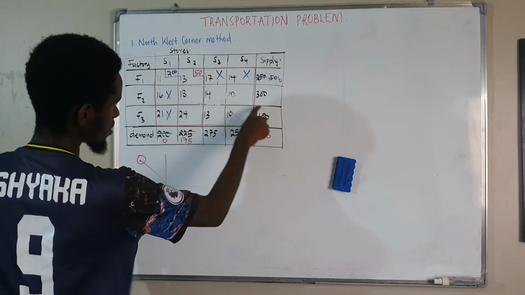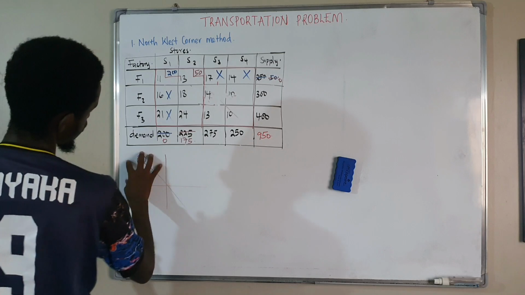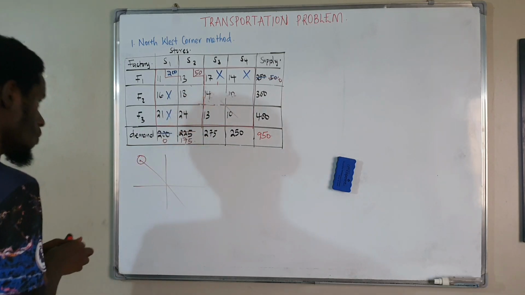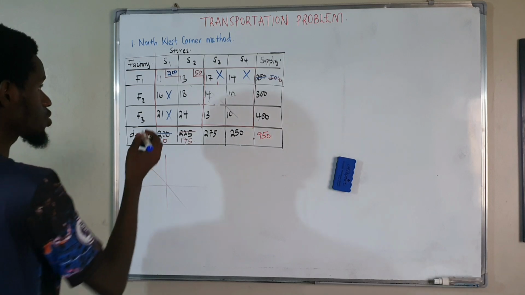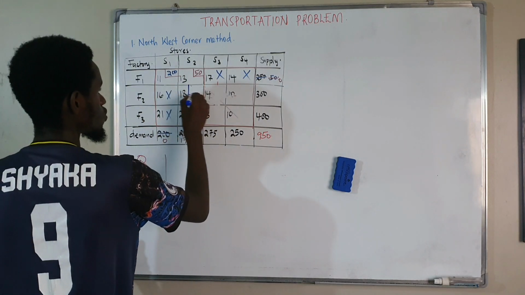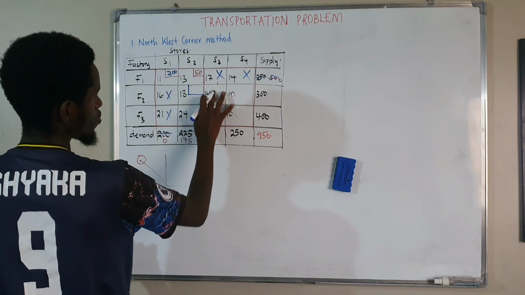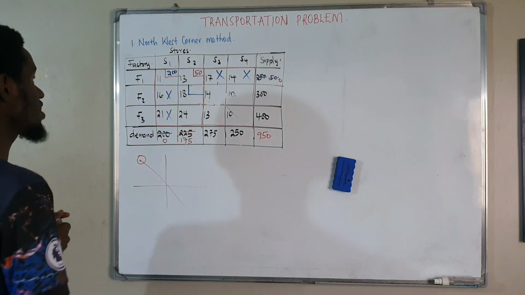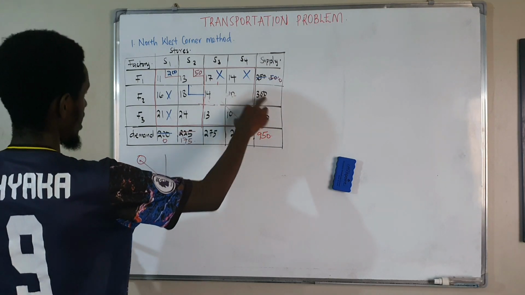If I try to do my compass like this, this is going to be my northwest corner. If I put this compass here, this is going to be my northwest corner. Therefore, what I have to do is come to this box, which is my northwest corner box, again, my new northwest corner box.